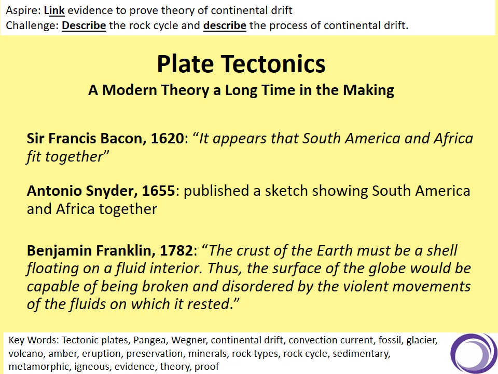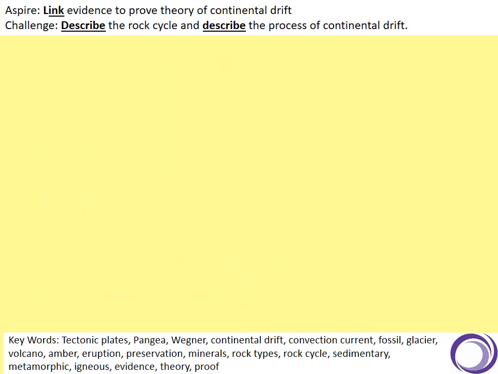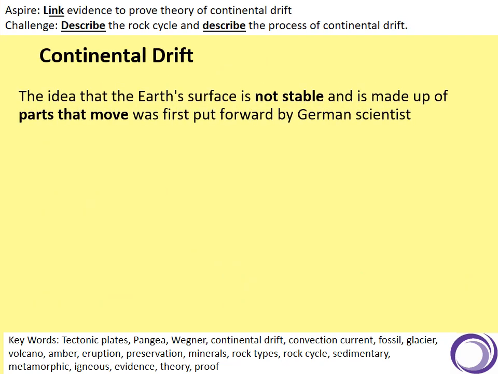And the surface of the globe would be capable of being broken and disordered by violent movements of the fluids on which it rested. And again, this was based on scientific evidence, but nobody put the whole idea together until we got to Alfred Wegener. So he was the German scientist who put these ideas together, that the Earth's surface is not stable and it's actually made up of moving parts. And he did this in 1912.